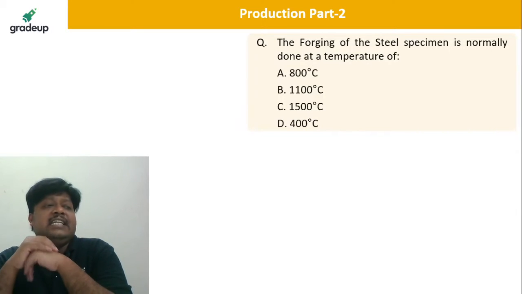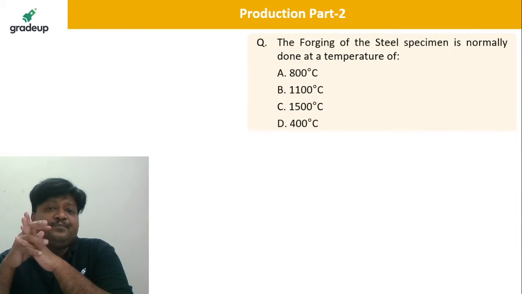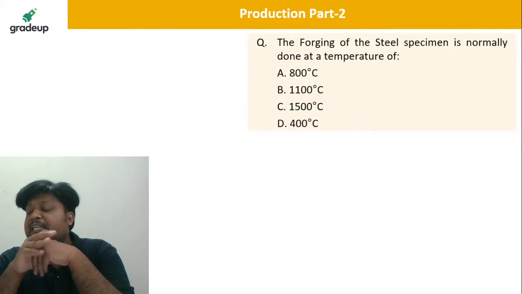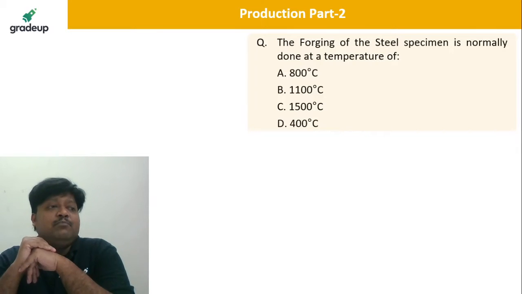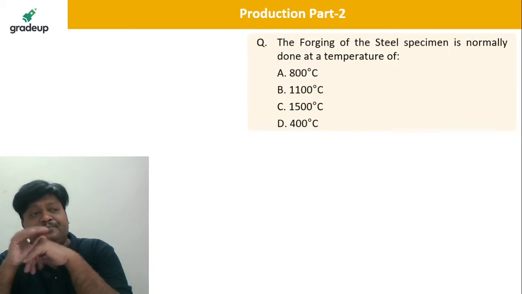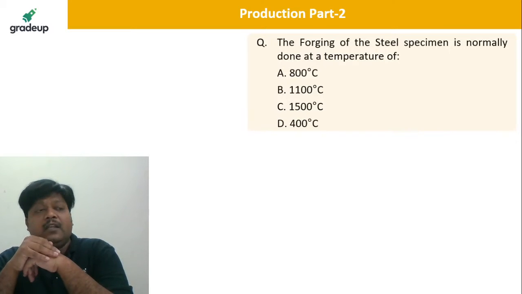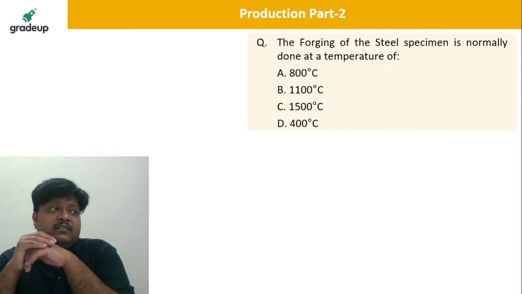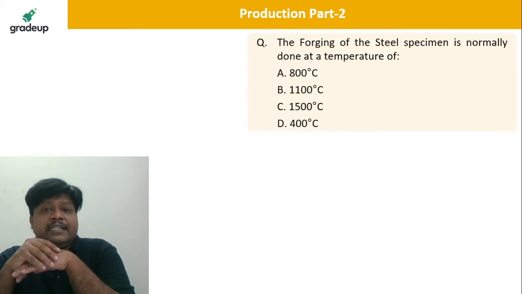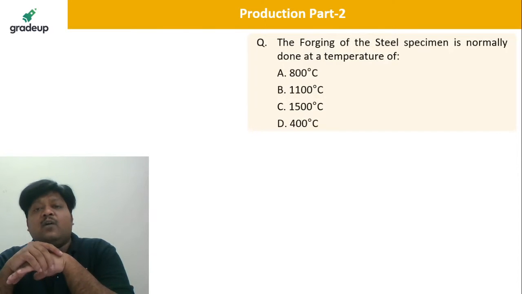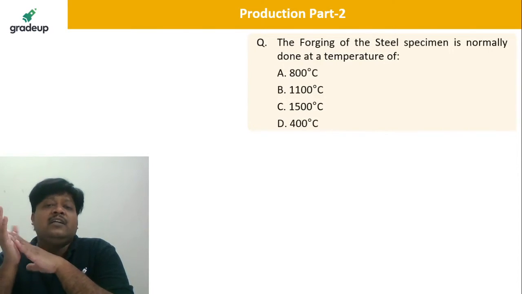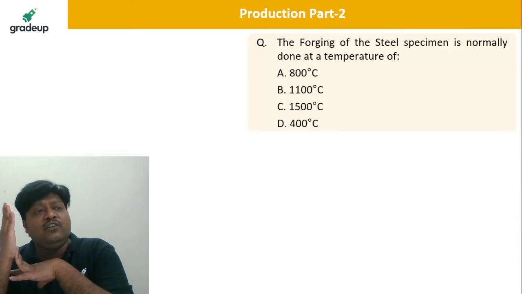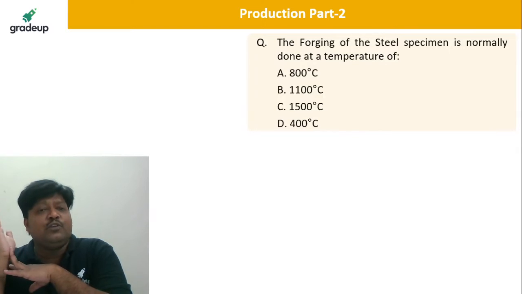Yes, it is nearly about 1000 degrees centigrade. Of course dear student, you can take it as 1100 degrees centigrade. B is the correct answer, dear students. Please remember that. 1500 degrees centigrade is actually close to 1539 degrees, the melting point, so if you work on steel for forging at that temperature, the steel is going to melt.